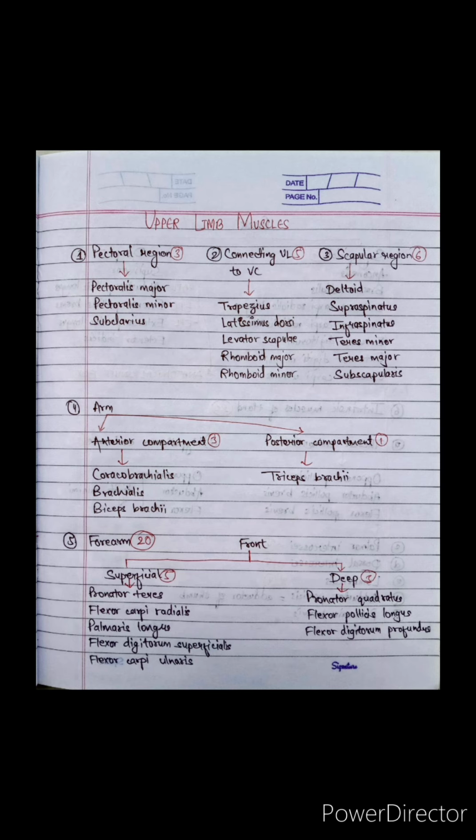Number 4. Arm. Here the muscles are divided into the anterior compartment as well as posterior compartment. In the anterior compartment there are three muscles, as well as in the posterior compartment there is only one muscle. So let's see the muscles of anterior compartment. They are coracobrachialis, brachialis and biceps brachii. And in the posterior compartment there is only one muscle, which is triceps brachii.